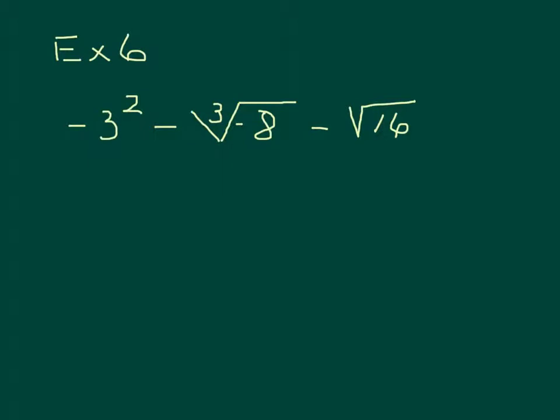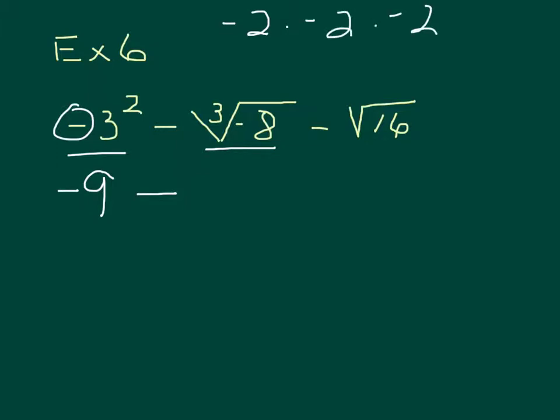Alright, our last example, example 6. Again, a combination of exponents, or in other words, powers, and roots. On the first part, I'm going to take 3 and square it, which is 9, and then take the opposite of that. So 3 squared is 9, take the opposite of 9, that's a negative 9. Minus, what number can I take times itself 3 times and get a negative 8? Let's see, what number times itself 3 times would give me a negative 8? Alright, I'll start with 2. I'll try a negative 2. A negative 2 times a negative 2 is 4. 4 times a negative 2 is a negative 8. So the cubed root of a negative 8 is a negative 2.